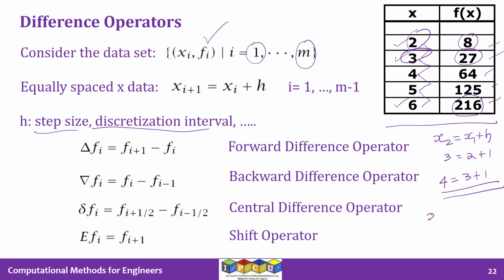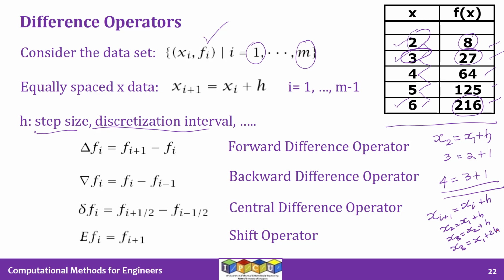So in general here, x(i+1) is equal to xi plus h. So I can write x2 is equal to x1 plus h. I can write x3 is equal to x2 plus h, etc. I can also write x3 as x2 plus h, and x2 is x1 plus h. Therefore, x3 is equal to x1 plus 2h. So I can reach x3 from x1 by jumping 2 steps.